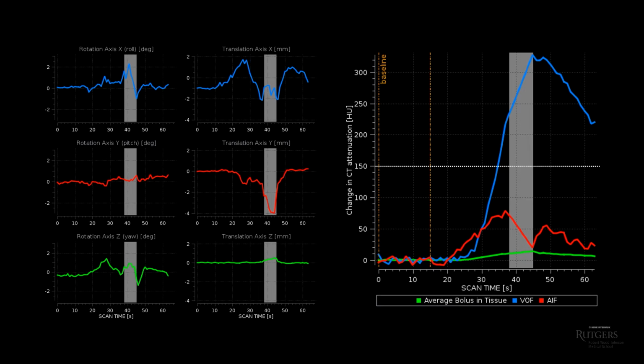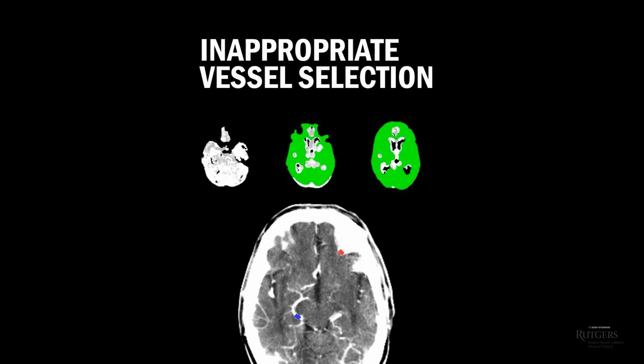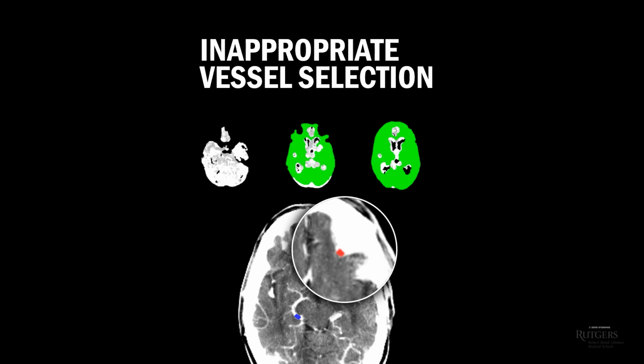So that's movement, but issues with proper selection of vessels show up from time to time as well. Here, the algorithm focused on bone instead of an artery. Thankfully, the image can be reprocessed with correct vessel selection.